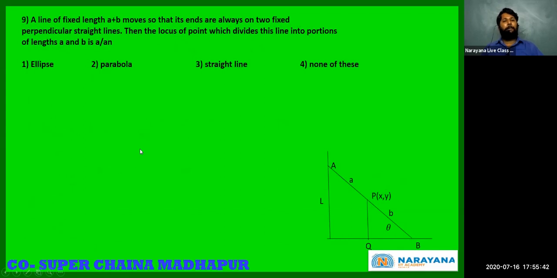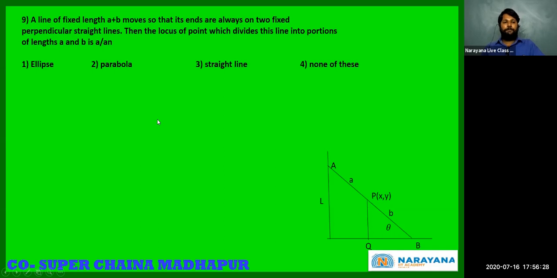A line of fixed length A plus B moves so that its ends are always on 2 fixed perpendicular straight lines, right? Then the locus of the point which divides this line into the portions of lengths A and B is what? Okay, so now this is the given diagram, right? There are 2 fixed perpendicular lines. So let us take them as X and Y axis. And then there is a line AB of length A plus B. Okay, and there's a point P X comma Y that divides AB in portions of distance A and B, which means AP equal to A and BP is equal to B. All right, and then we need to find locus of point P.